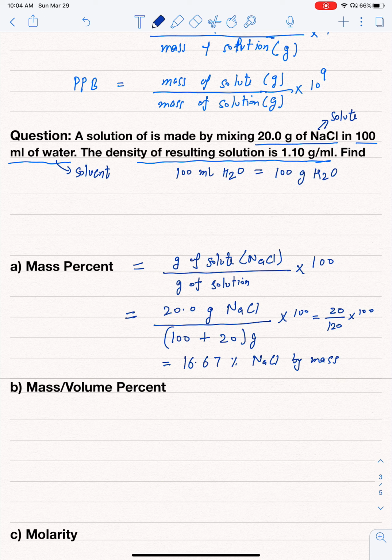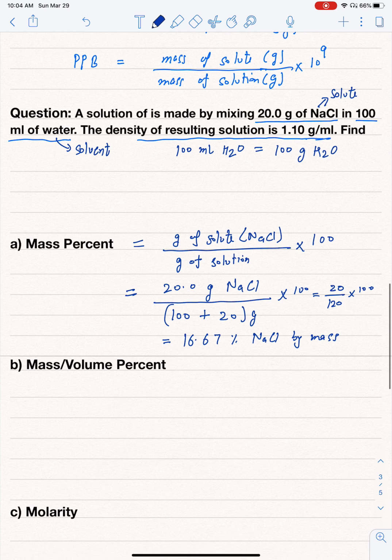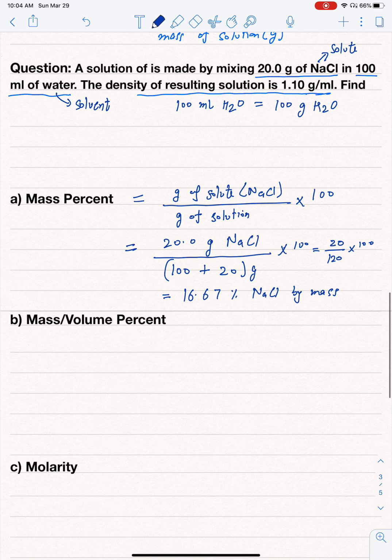I can also say if I look at 100 grams of the solution, now we're talking about the solution, it would have 16.67 grams of NaCl by mass. All right. Well, let's look at mass volume percent.